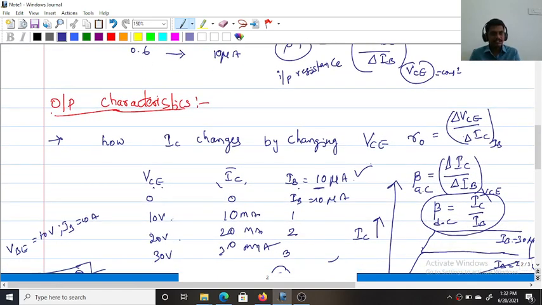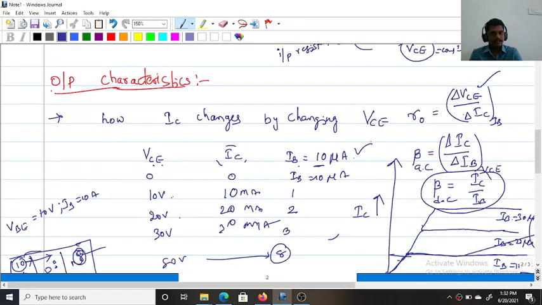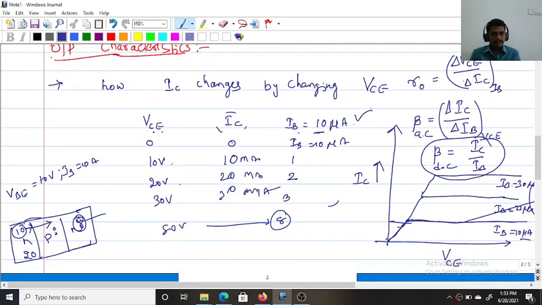The output resistance is delta VCE by delta IC. These voltages are large, so R naught is definitely large. Why? Because in reverse bias, the width of the depletion region is large. So: small input resistance, large output resistance, and the current amplification factor. How much the current is amplified can be calculated using this ratio, delta IC by delta IB for AC current. For DC current, you can simply take IC by IB.